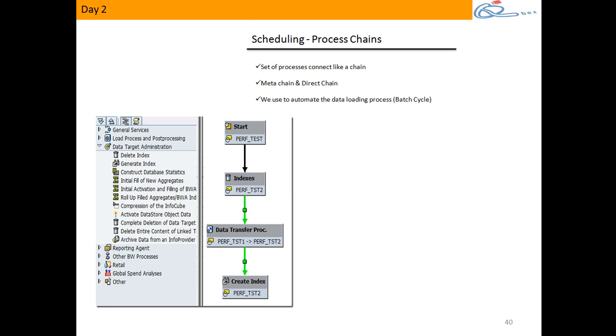So when the process chain is scheduled to run every day, it will perform all the processes which have been listed in the chain. So we can use this process chain to automate the loading concept or to schedule your data loading. Okay, fine. Did you understand this? Simple. But here we don't use a third party tool. BW itself has scheduling capabilities.